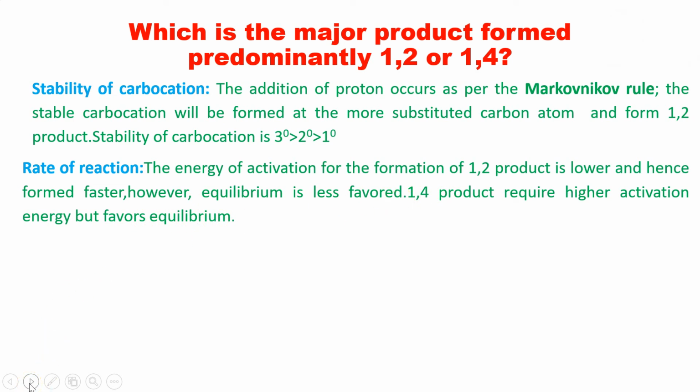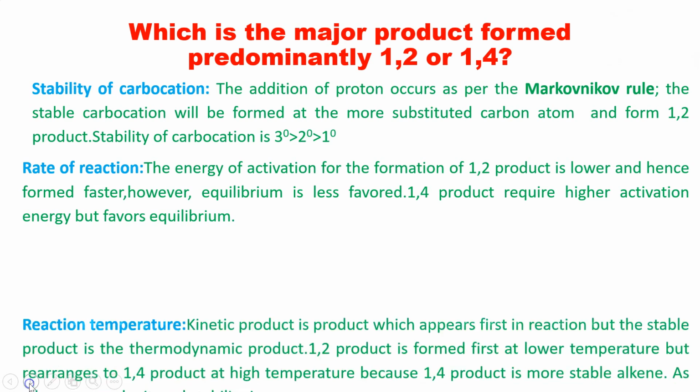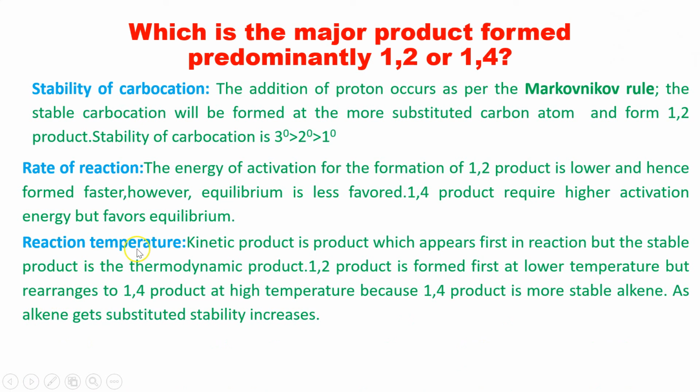If we give drastic heat conditions to the reaction, then we will get the 1,4 product instead of 1,2. Now the next point is the reaction temperature. The energy of activation can be increased with the help of the reaction temperature. The kinetic product appears first in the reaction, but the stable product is the thermodynamic one. That is the 1,4 product, which is stable, and the 1,2 product is unstable, meaning it is the less stable alkene we get from the unstable carbocation. The 1,2 product is formed first at lower temperature, but rearranges to the 1,4 product at high temperature, because the 1,4 product is the more stable alkene.